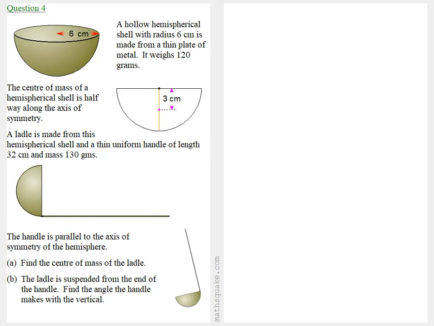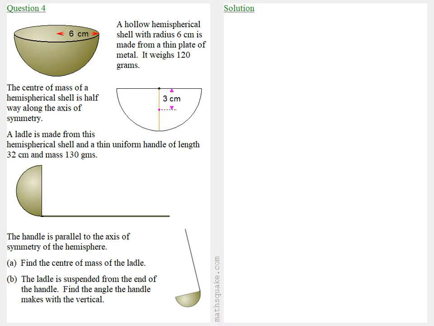In question 4, we're told a hollow hemispherical shell with radius 6 centimetres is made from a thin plate of metal. It weighs 120 grams. The centre of mass of a hemispherical shell is halfway along the axis of symmetry. A ladle is made from this hemispherical shell and a thin uniform handle of length 32 centimetres and mass 130 grams. The handle is parallel to the axis of symmetry of the hemisphere. In part A, we're asked to find the centre of mass of the ladle.